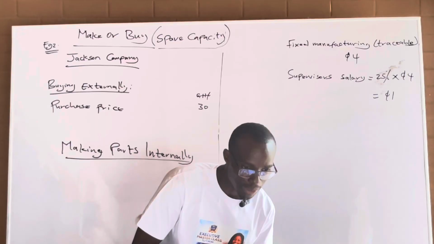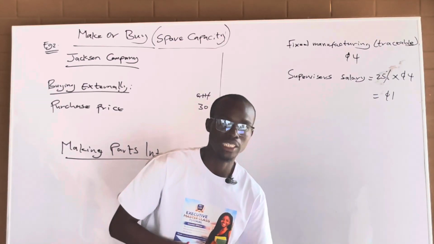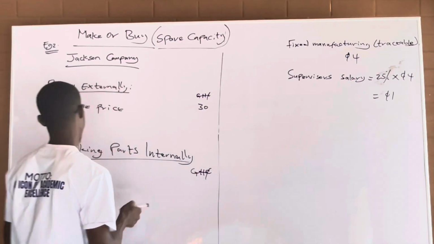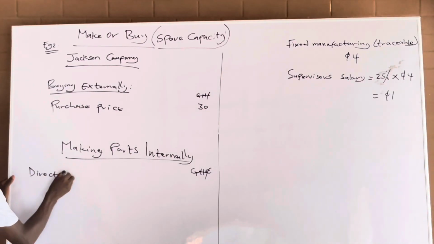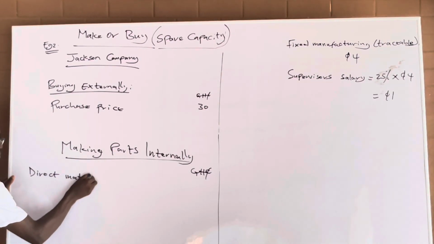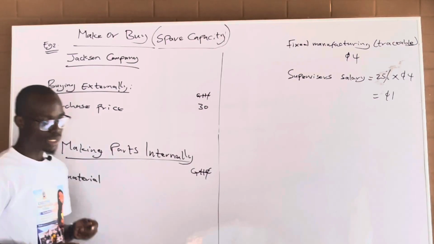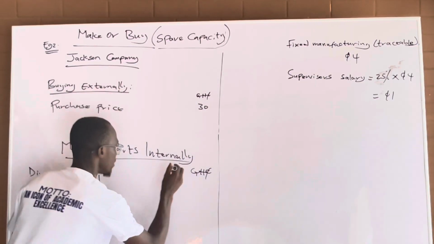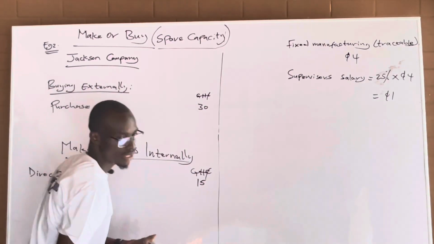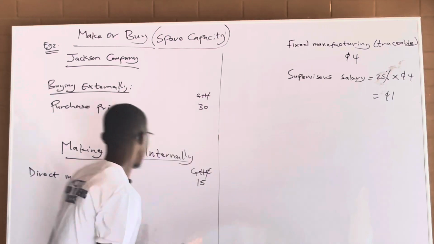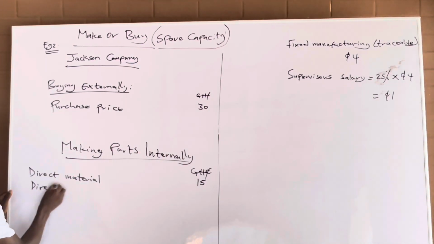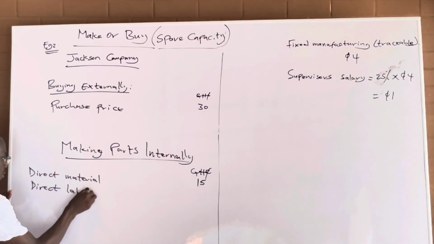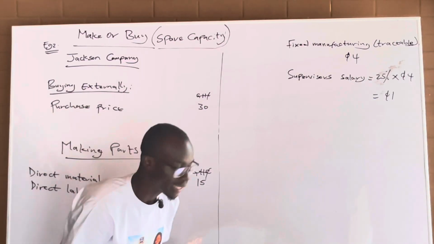They have direct material. So you know that direct material is part of what? Marginal cost. So we need to bring in direct material. Direct material cost is what? 15 Ghana cedis. Then we have direct labor. Direct labor also is what? 10 Ghana cedis.